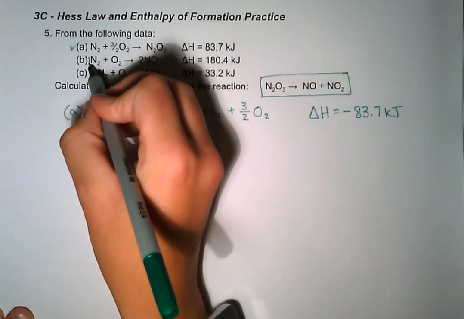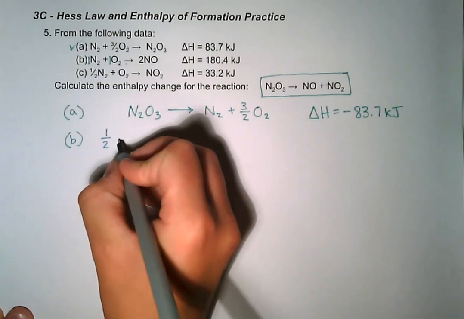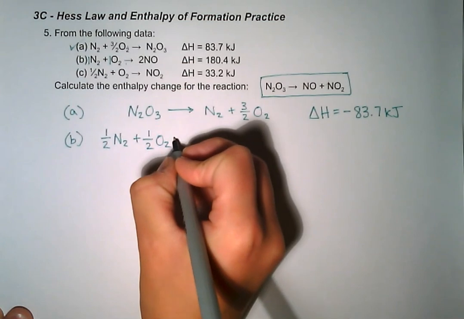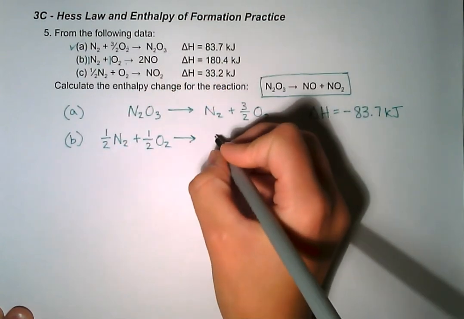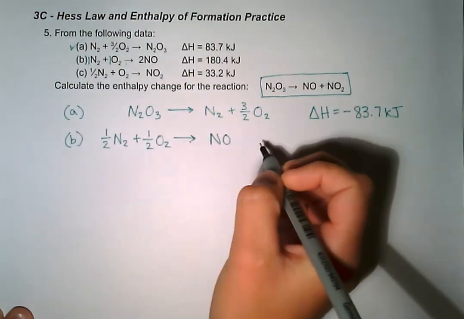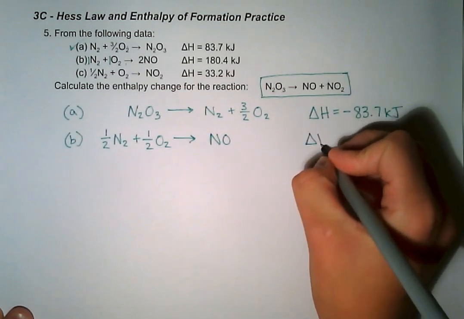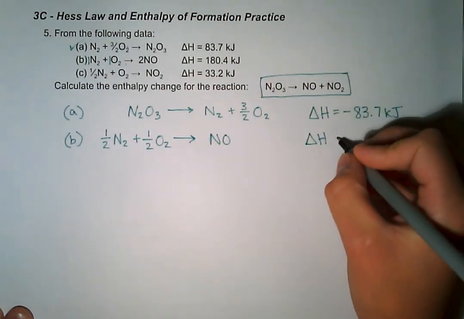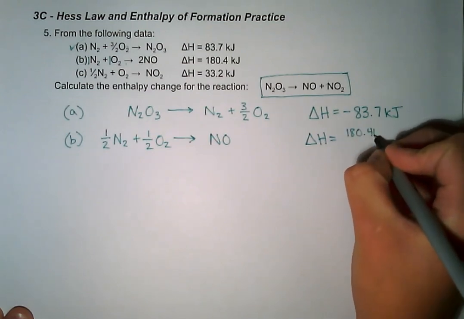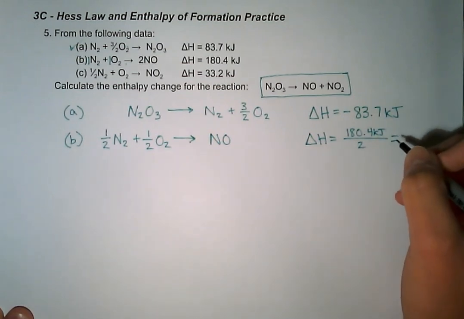So instead of having 1 N2 and 1 O2, I'm going to have half an N2 plus half an O2, and that will yield 1 NO molecule. And since I halved the reaction, I also need to halve the delta H value. So my delta H value, I'm going to divide it by 2: 180.4 kilojoules divided by 2, and we'll do that calculation at the end.